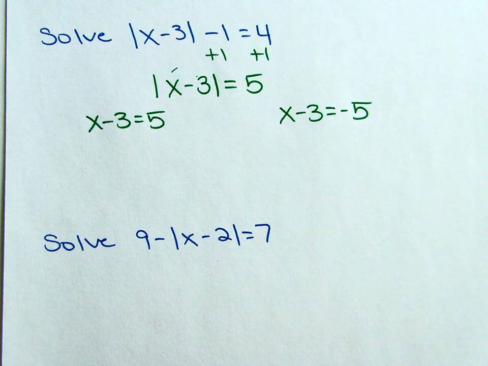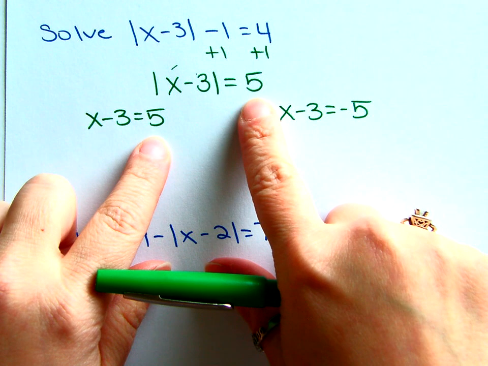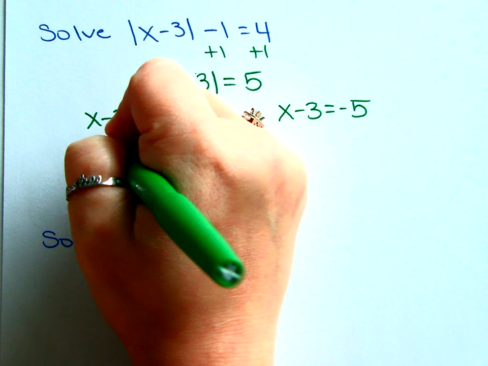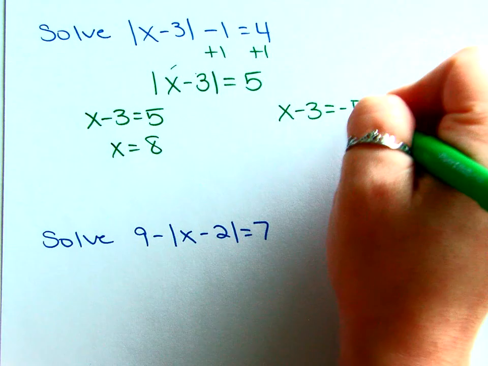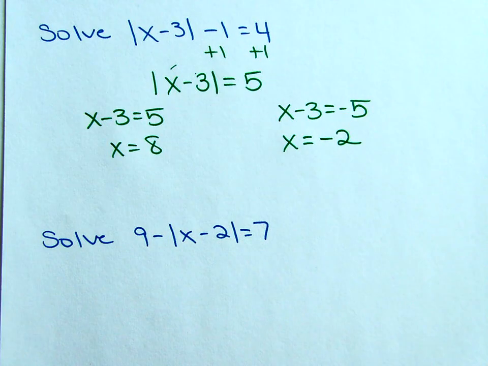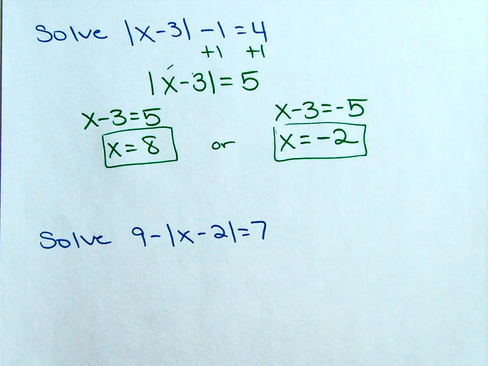So I split it. Notice that what's inside the absolute values stays exactly the same. You don't do anything to it. What you do is you have a positive version of the answer and a negative version of the answer, and we solve. So I'm going to add 3 to both sides, so I get x equals 8, and I do the same thing here. I add 3 to both sides, but over here I have negative 5 plus 3, which gives me a negative 2. So x has to be 8, or x has to be negative 2 for this absolute value to hold.